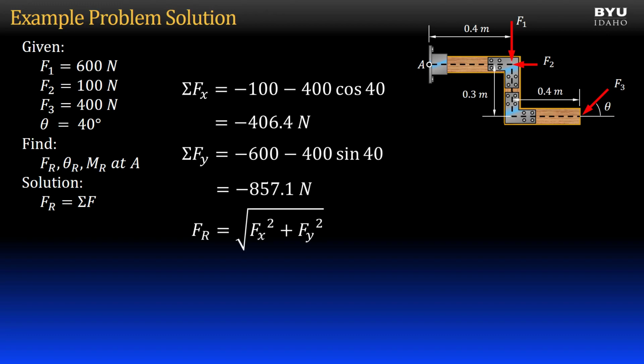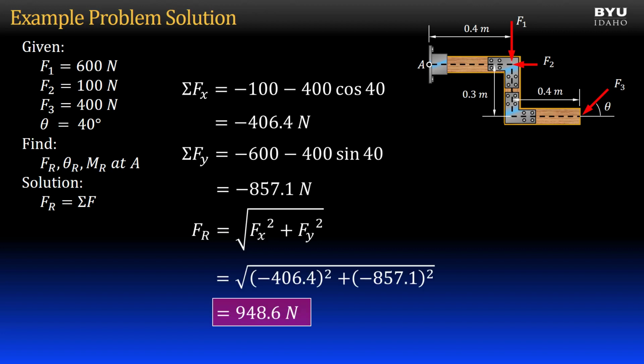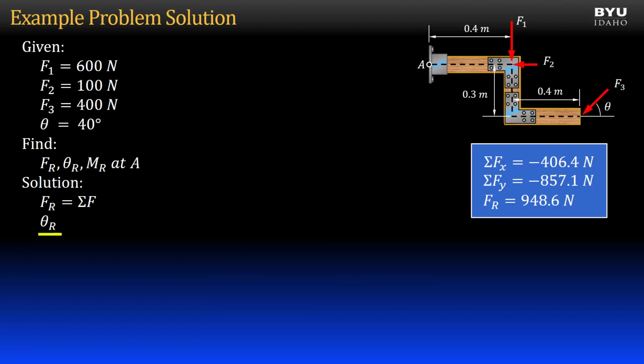We get the magnitude of the resultant using the Pythagorean theorem. We get 948.6 newtons. Next, we will get the direction of the resultant force using the tangent function.